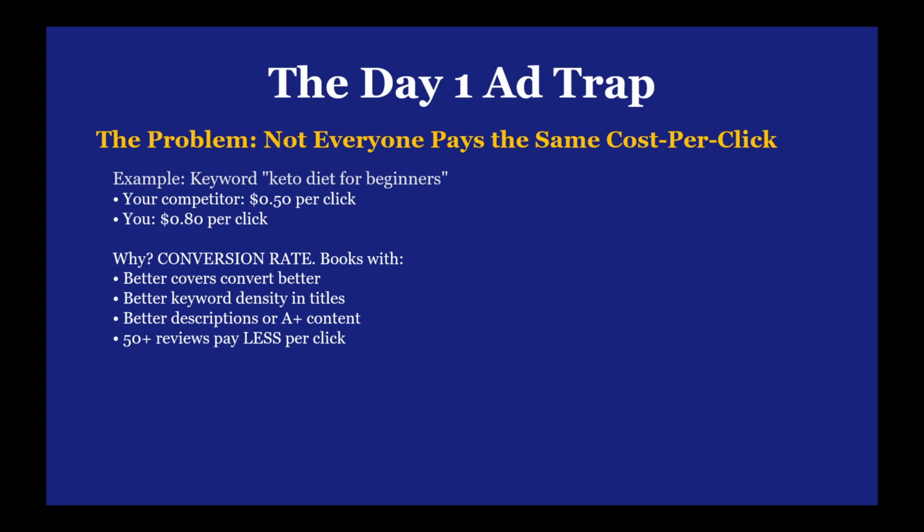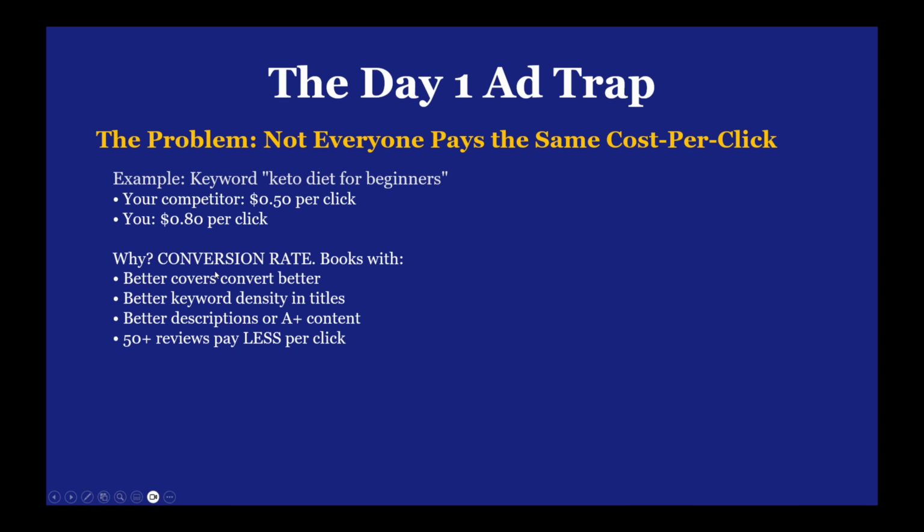Okay, so why does this even happen? Well, before you even start running ads on Amazon, you've got to understand that not everyone pays the same cost per click, even though you might be bidding for the same keyword. For example, in this situation, our keyword is keto diet for beginners. Your competitor might be paying 50 cents per click, and you might end up paying 80 cents per click.